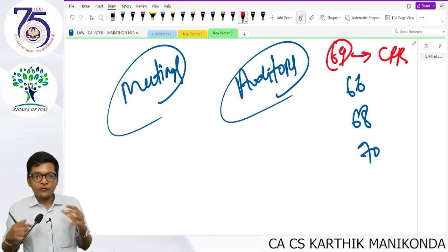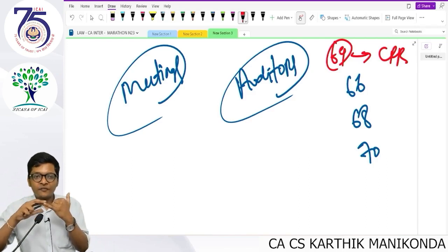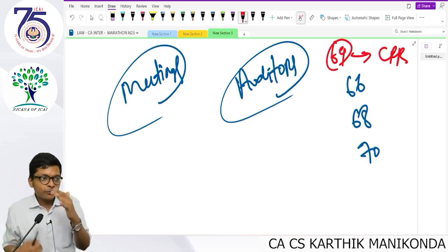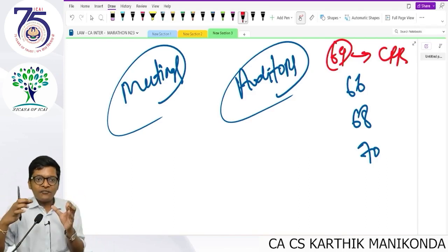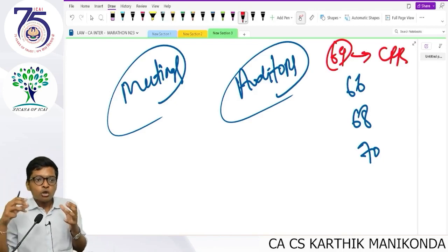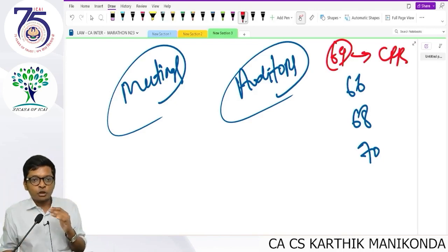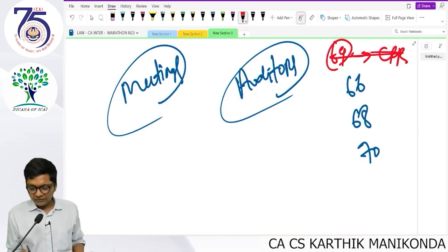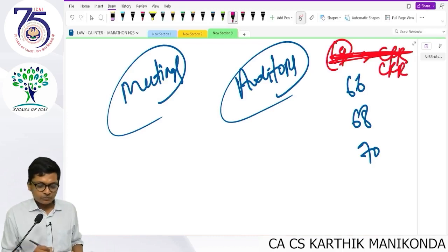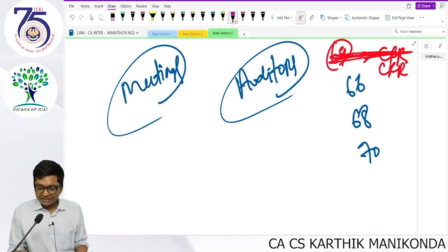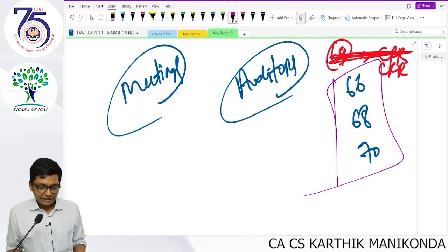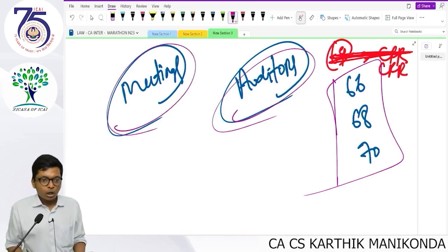But from an exam point of view, the face value of preference shares that are redeemed or bought back, net of the proceeds of any new issue, will be transferred to CRR. So that is done, guys. Now sections 66, 68 and 70, meetings and auditors.